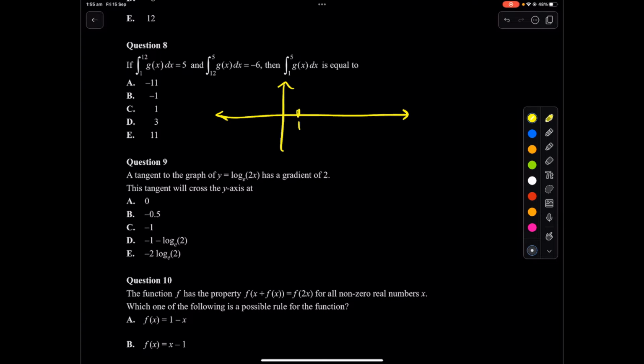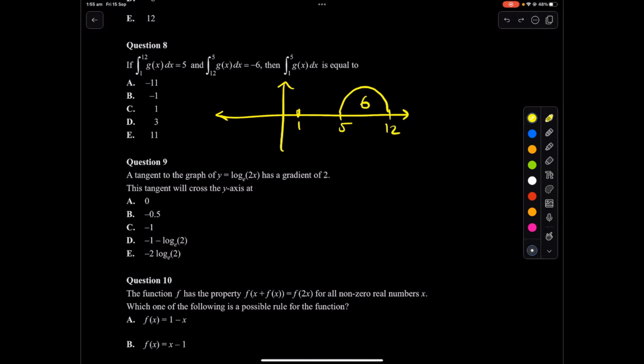Let's say this is 1, this is 5, and this is 12. It says here that 1 to 12 is 5. And 5 to 12 is 6. Make sure you make that positive when you change these.